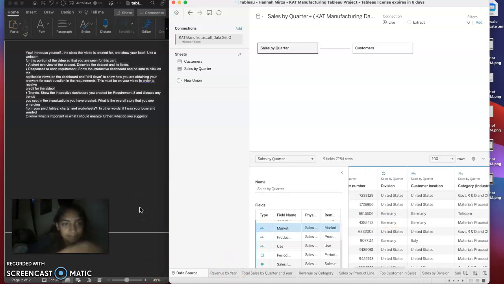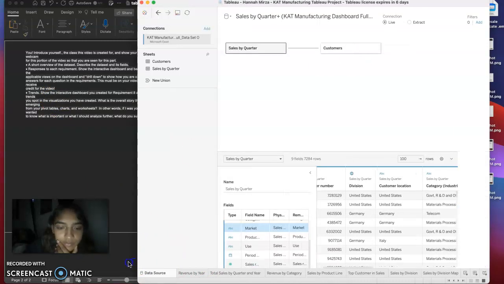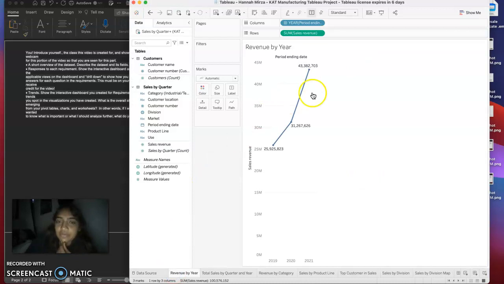Going forward, excuse me, let me read this row, show the interactive dashboard. Okay, awesome. So let's move forward to revenue by year. Oh my gosh, it keeps doing this. How do I get over here? Let's do this. So now this is all the sale revenue according to the year.